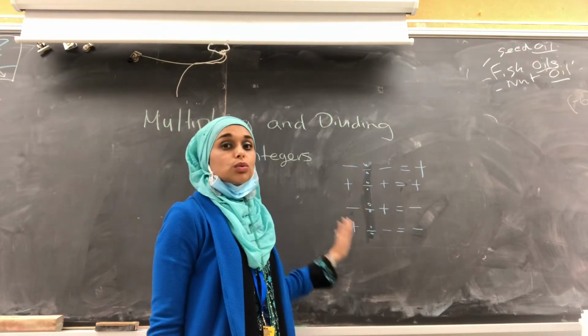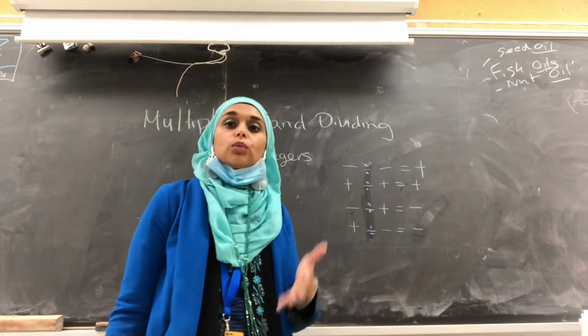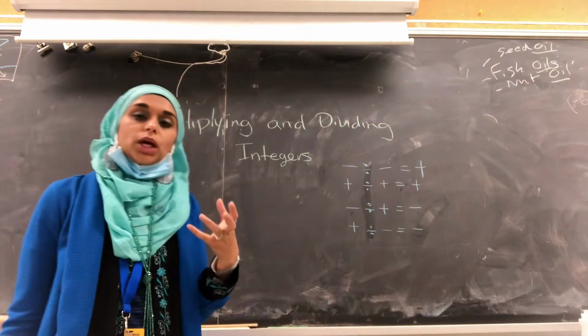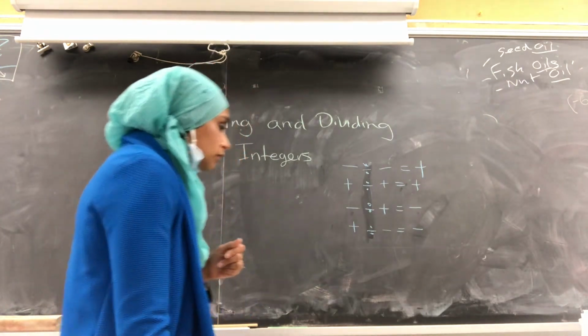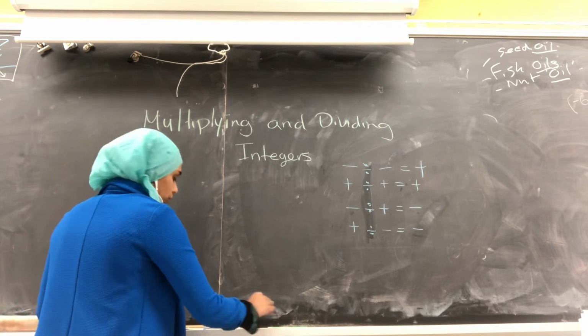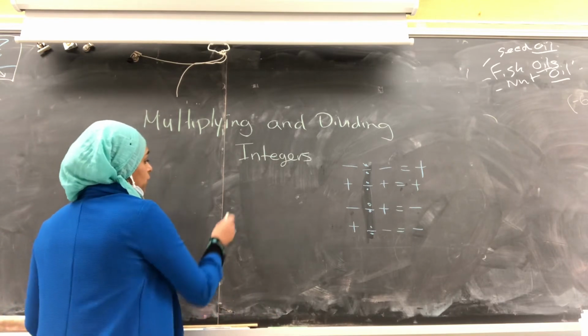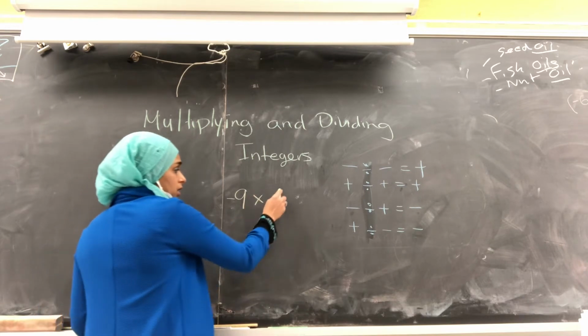So this is the rule that you can follow, but I'm also going to show you a strategy to use when you're working so that you don't always have to remember that rule. You can always just use this strategy to help you out. So let's get ourselves a question here, and we're going to try to work our way through it. The question is, what is negative 9 multiplied by 6?